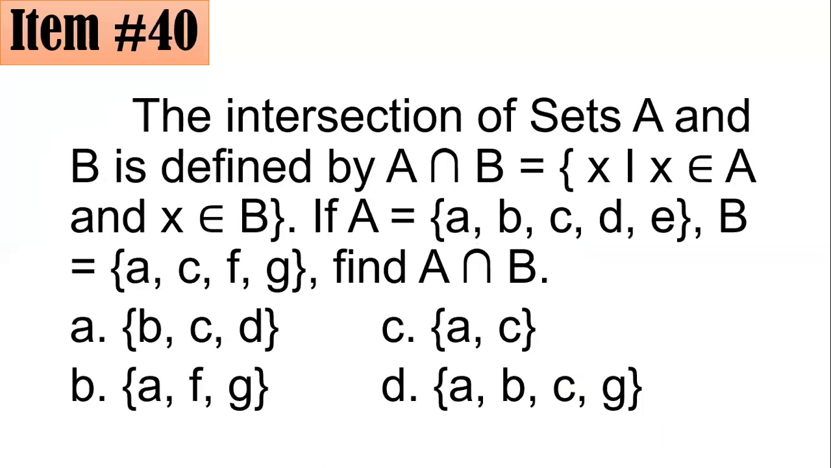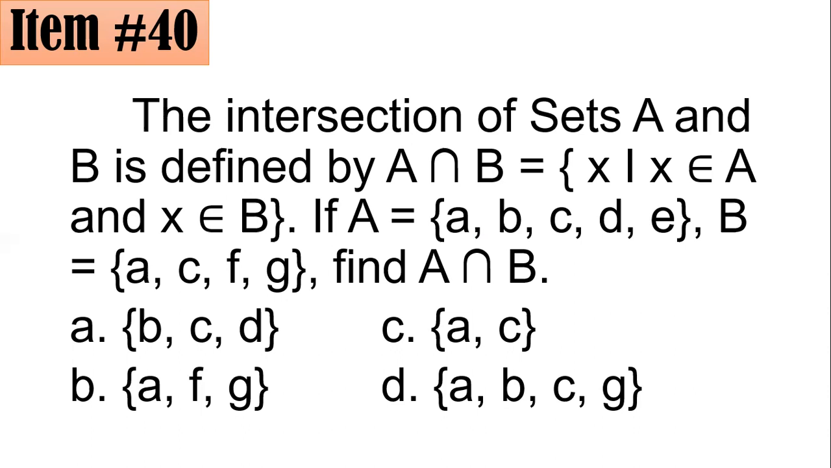40. The intersection of sets A and B is defined as A intersection B is a set of all x such that x is an element of A and x is an element of B. If A is a set containing a, b, c, d, and e, and B is a set containing a, c, f, and g, find A intersection B. Did you go for A, B, C, or D?